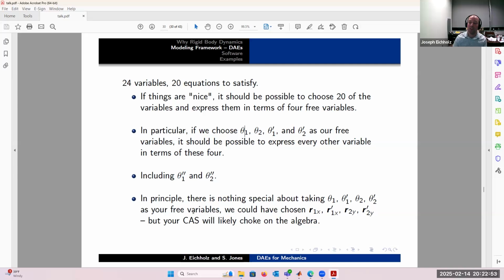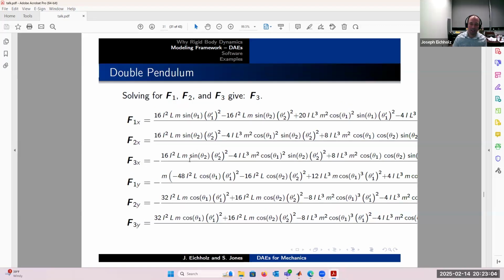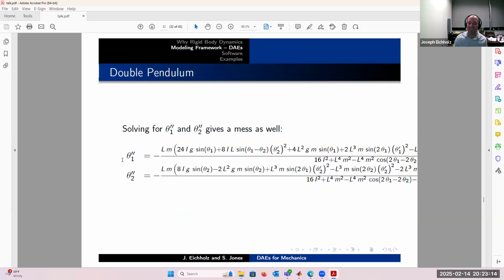It is no problem. You will have to cajole your CAS a little bit. The computer algebra systems don't particularly love doing this kind of thing. That's why we wrote software to do it. If you do the whole thing, I'm running a tad short on time. If you do the whole thing, here's your expression for forces in terms of your thetas. Here's the expression you will get for theta 1 double prime and theta 2 double prime. It doesn't even fit on a slide. It's not even close. It's huge. You don't really want to do it.